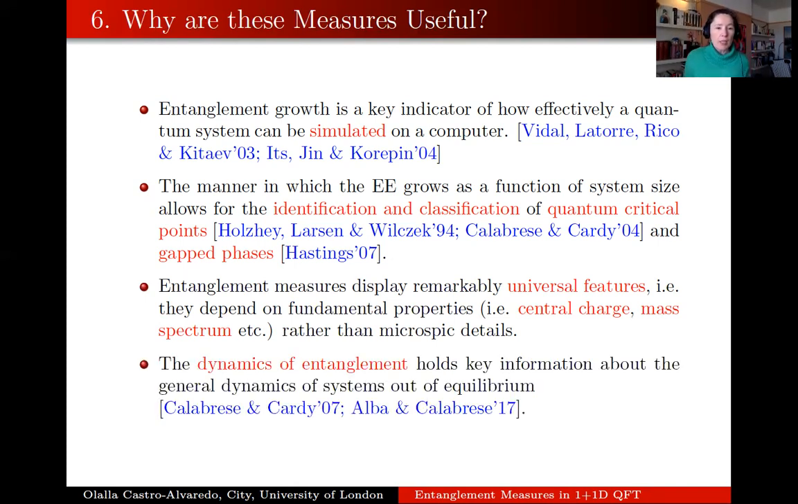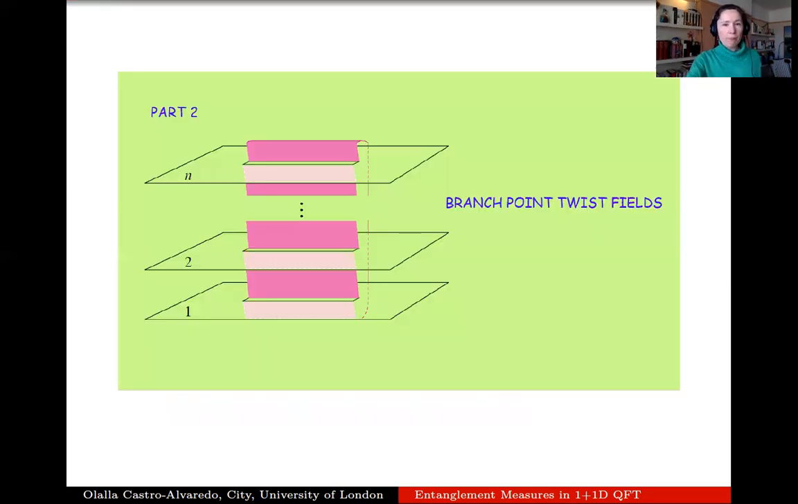And finally, more recently, people have realized that the dynamics of entanglement, so how the entanglement depends on time, after the system has been brought out of equilibrium, after a quantum quench, tells us a lot about the out of equilibrium dynamics of the model and the properties of the model. So this is a more recent development that has also received a lot of interest. So there are many reasons to study these measures, but these are just some of them.